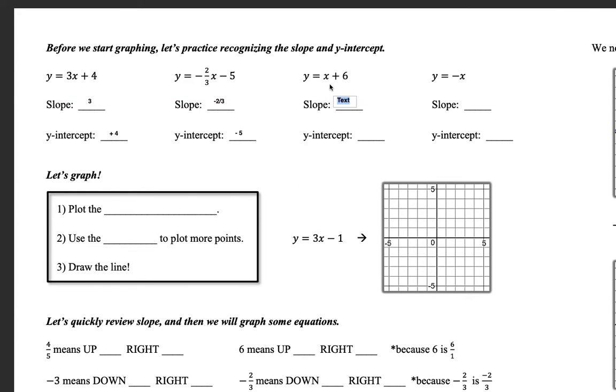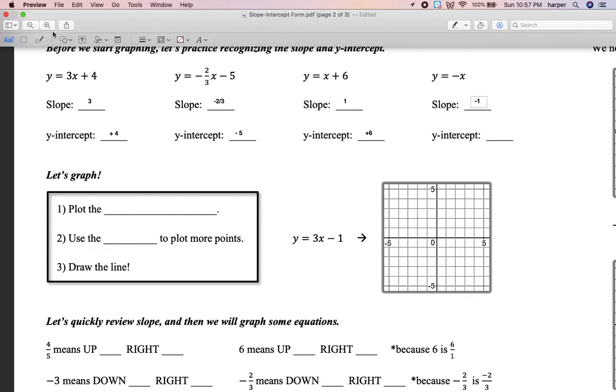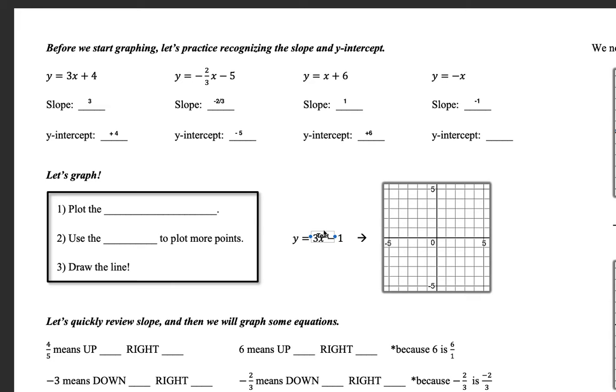The slope in this case, oh, there's nothing in front of x. Remember, there is a 1 in front of all variables, because we are lazy math people, is just 1. So the slope in this case is just 1. The y-intercept in this case is +6. And lastly, -x, so -1 is the slope. And the y-intercept is 0. There's nothing. So the y-intercept is just 0.